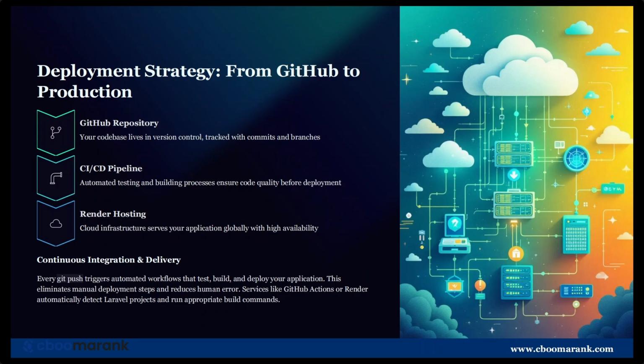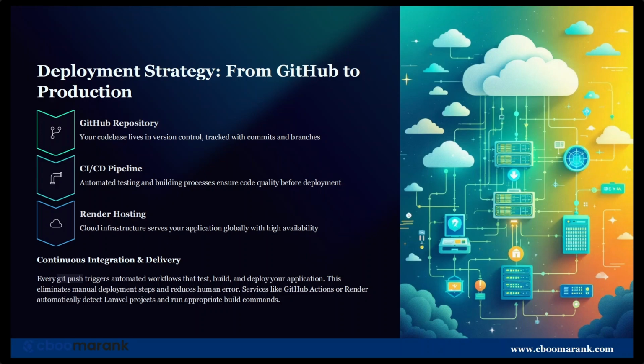So we have a GitHub repository for this. Your code base lives in version control, tracked with commits and branches. Then a pipeline, an automated testing and building process, ensures code quality before deployment. Then Render hosting, which is a cloud infrastructure service that serves your application globally with high availability. So now we are going to deploy our site on Render.